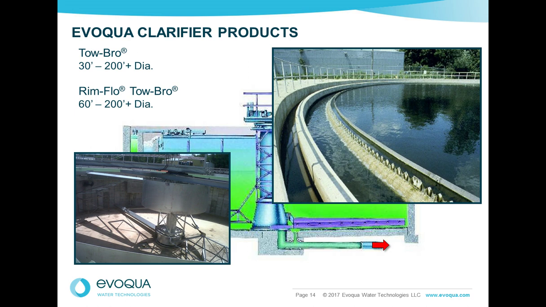Shown here is an example of an Evoqua rim flow clarifier, which has peripheral influent feed and peripheral overflow. And it provides really efficient energy dispersion, which translates into higher hydraulic loading and a small footprint, and then higher sludge recirculation rates.